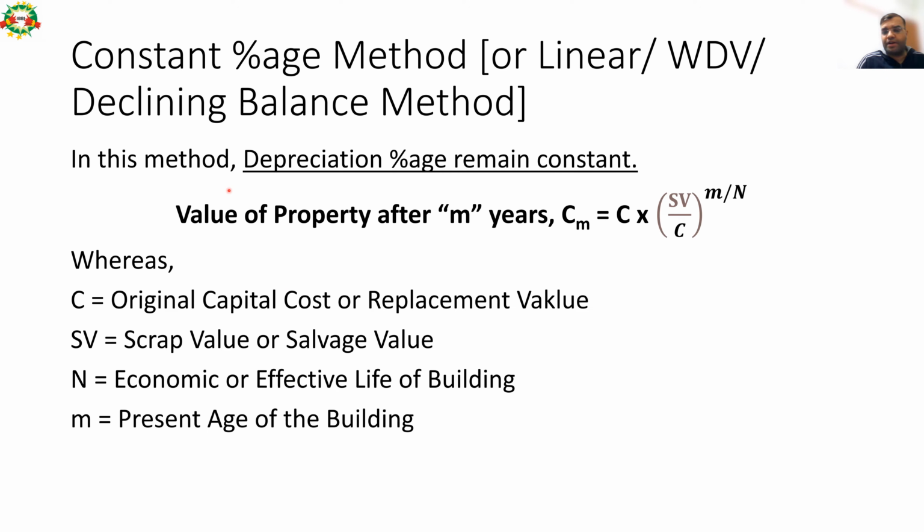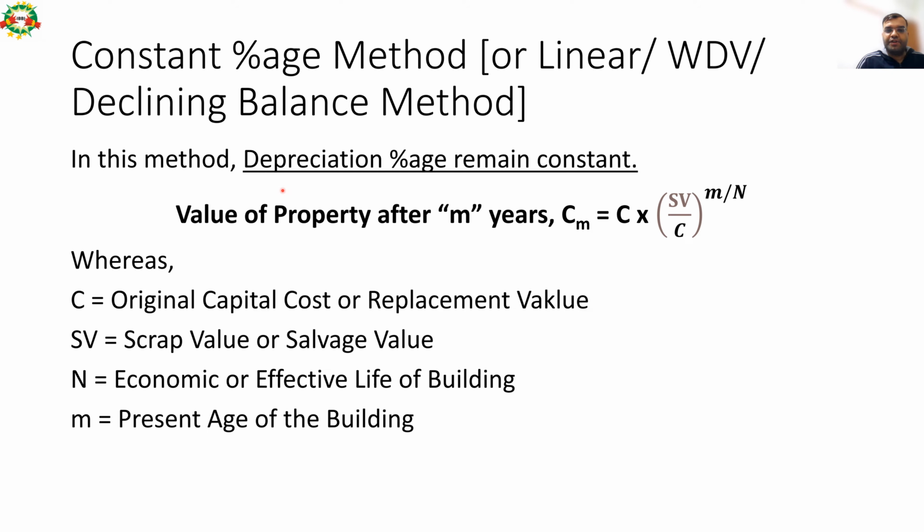The second method of calculating depreciation is the constant percentage method. It is also called the linear method, the WDV method, or the declining balance method. So please remember all these four names. A numerical is more likely to come out of it, and even if not, a 1 mark or 2 mark question is a must out of this formula. The examiner may give you the name constant percentage method, percentage constant method, or linear method, so we should know that it is nothing but WDV.